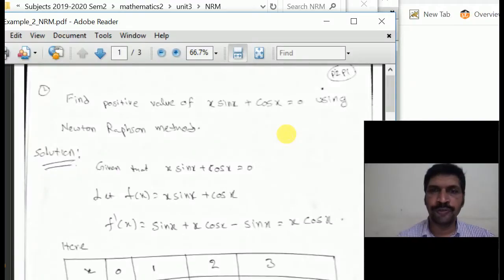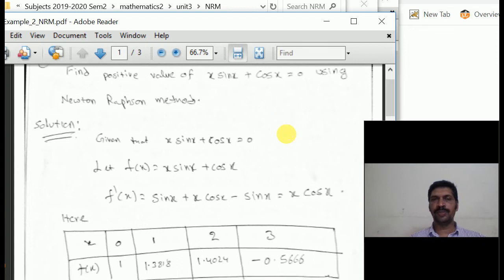Find the positive root of x sin x plus cos x equal to 0 using the Newton-Raphson method. The solution to this problem: the given equation is x sin x plus cos x equal to 0. Let f of x equal to x sin x plus cos x. f dash of x: d by dx of x sin x is x into d by dx of sin x plus sin x into d by dx of x, which is equal to sin x plus x cos x. d by dx of cos x is minus sin x. Plus sin x and minus sin x will cancel. f dash of x equal to x cos x.